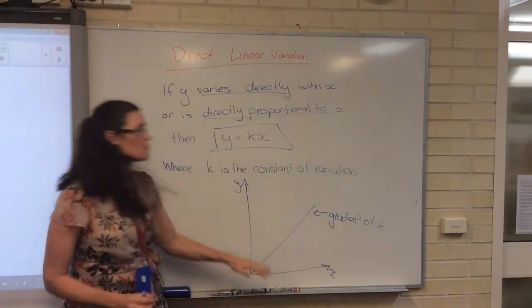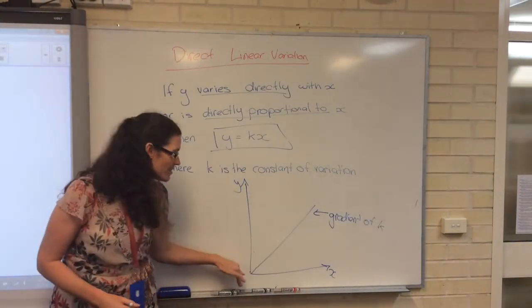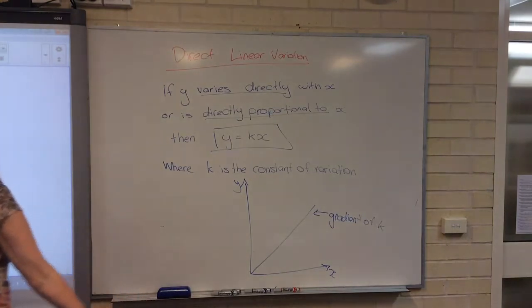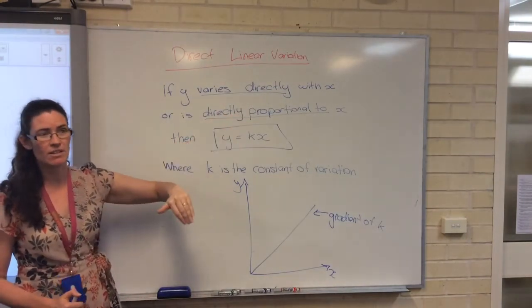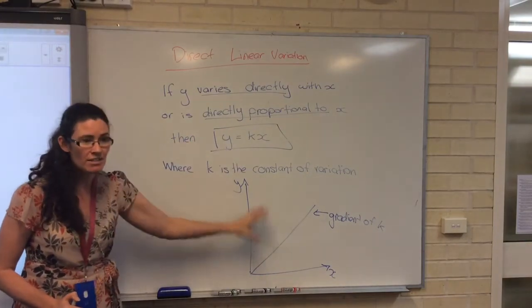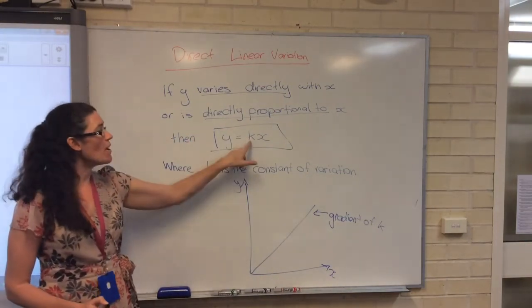If I triple x, I will triple y. If I halve x, I will halve y. So that's what directly proportional means. Whatever you do to one, the same thing is going to happen to the other, varying by this constant.